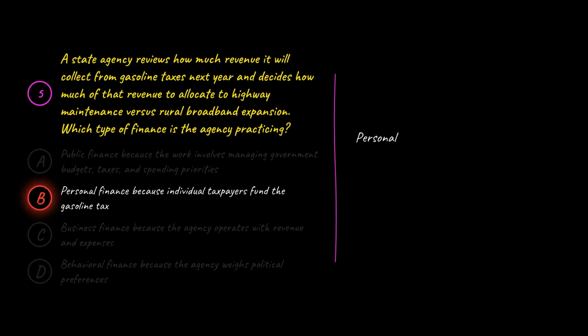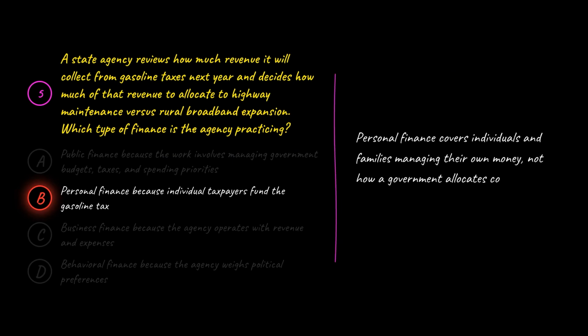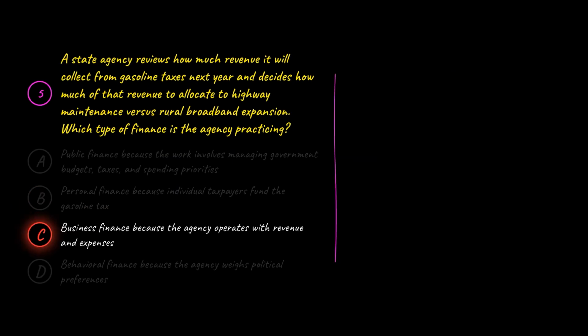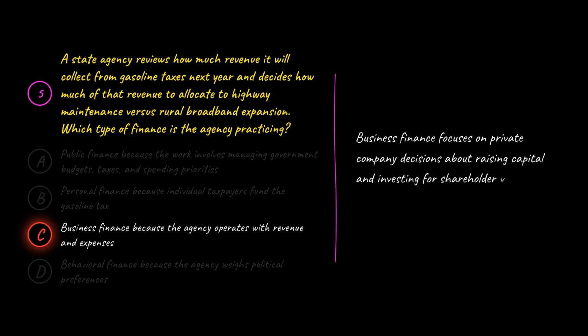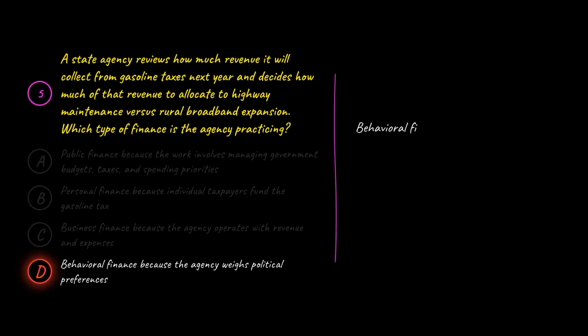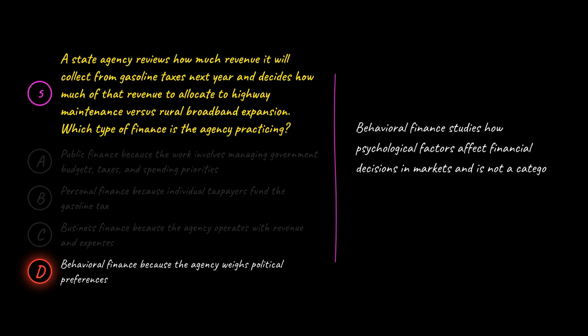B is wrong because personal finance covers individuals and families managing their own money, not how a government allocates collected tax revenue. C is wrong because business finance focuses on private company decisions about raising capital and investing for shareholder value, not government resource allocation. D is wrong because behavioral finance studies how psychological factors affect financial decisions in markets and is not a category alongside personal, public, and business finance in this framework.